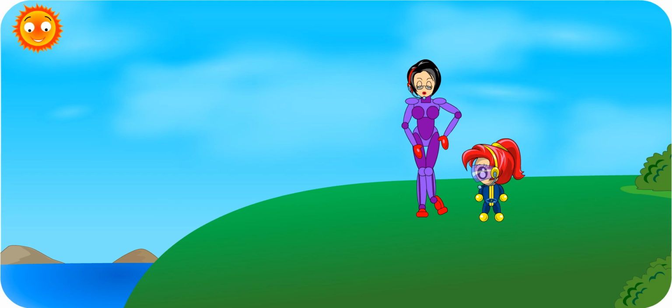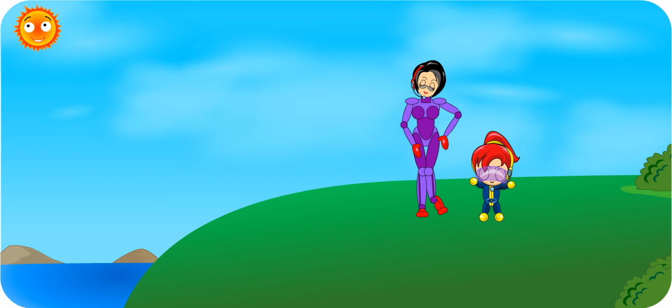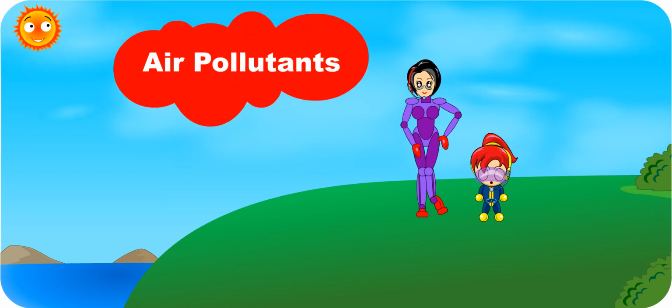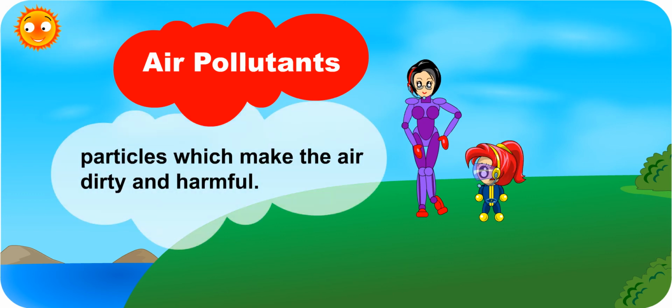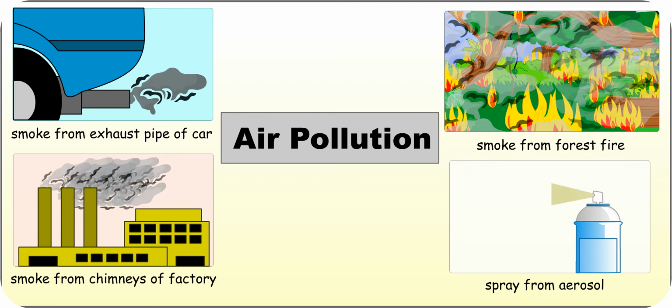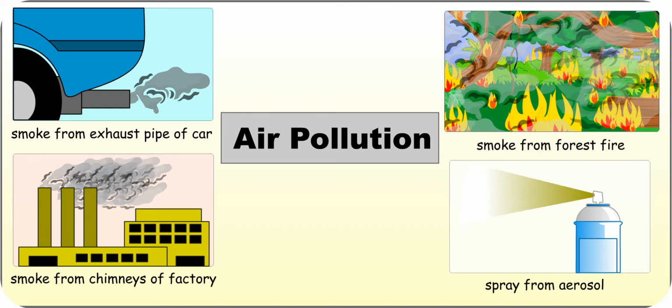We are very lucky, Turbo Girl. The air here is fresh and clean. In some places, the air contains too much dirt or unhealthy substances which are known as air pollutants. Air pollutants. Are you referring to the smoke particles caused by deforestation? Yes, and that is just one of the many examples, Turbo Girl. Basically, air pollutants are particles which make the air dirty and harmful. Here are some of the causes. How are the air pollutants harmful to living organisms, teacher? Let's find out.